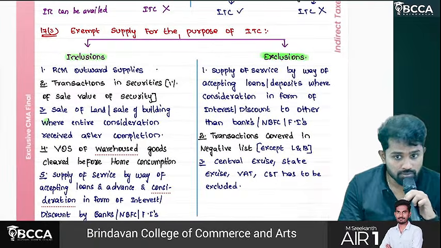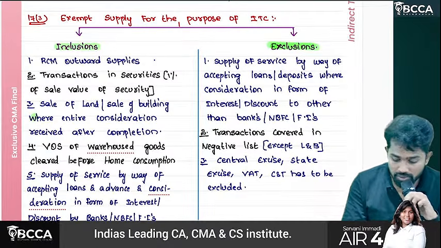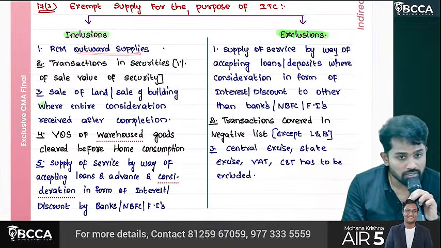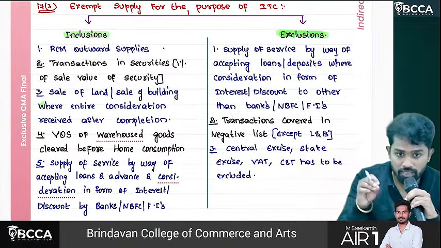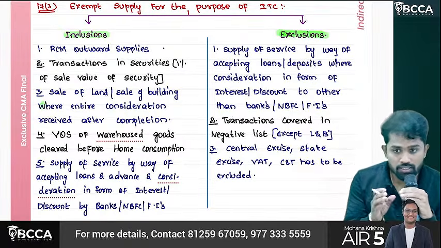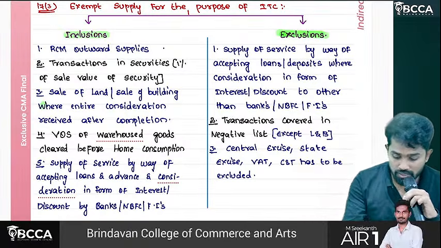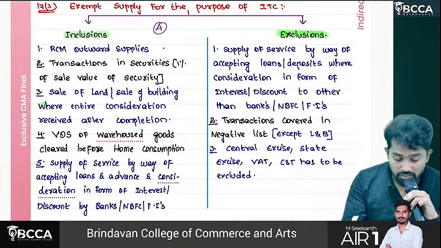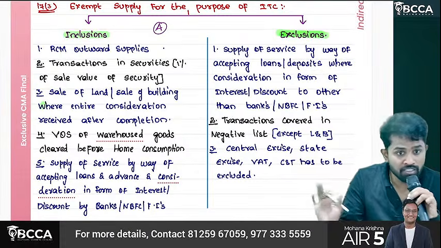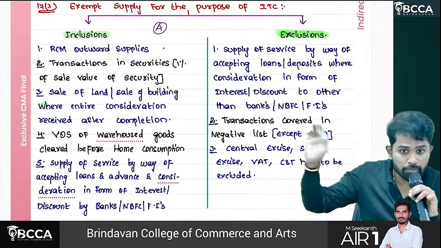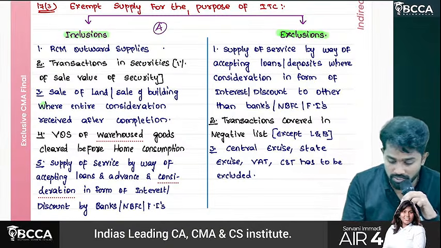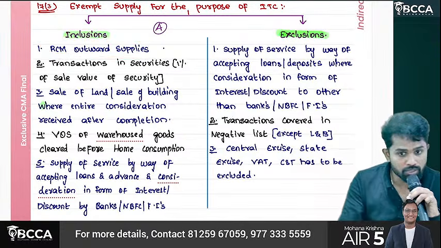Exempted supply for the purpose of ITC includes RCM outward supplies. So RCM supplies also are to be considered as outward. Understand, let's say we take this person's name as A. This person is making supplies which are taxable under RCM. That means he will not pay tax. His recipient will pay the tax. So these are called RCM outward supplies. They also are to be treated as exempted for this purpose.